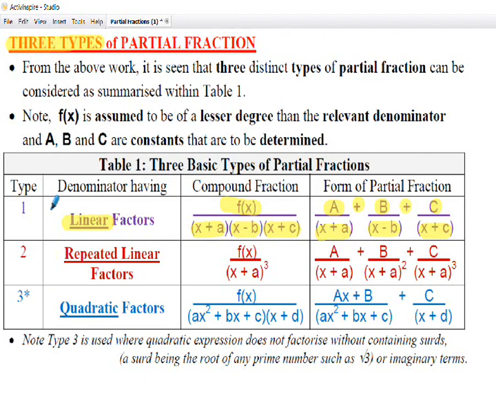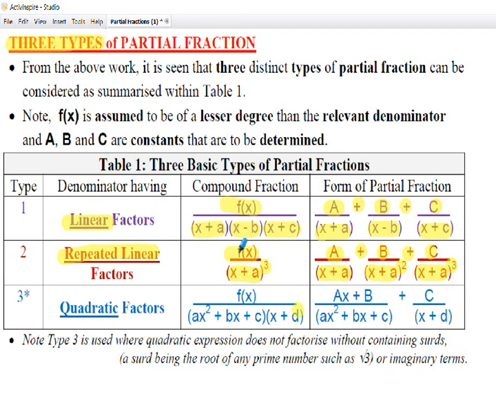Looking at repeated linear factors, this would be something like a function of x over x plus a. I've shown it all cubed here, but it could be to the power 2 or the power 4 even. If it's to the power of 3, our solution in partial fractions will be in the form of a over x plus a, plus b over x plus a all squared, plus c over x plus a all cubed. If it's only a squared term outside the bracket, I would only have the a and the b terms. If it was a fourth power outside the bracket, I would have a d over x plus a to the power of 4.